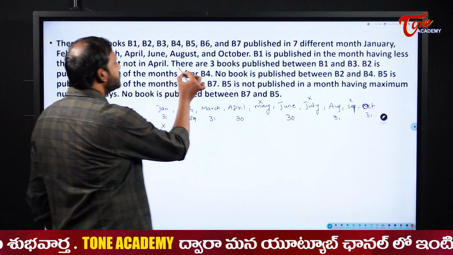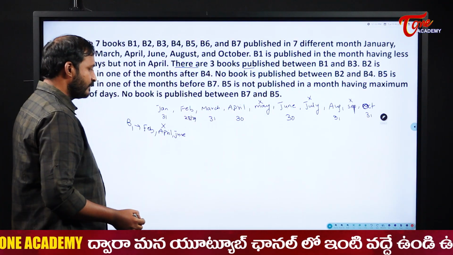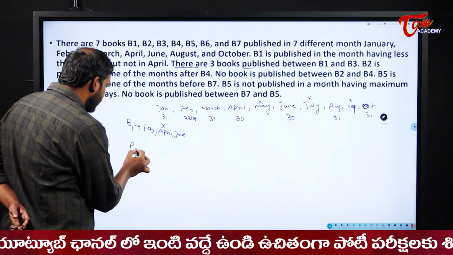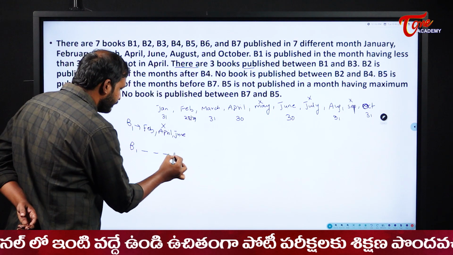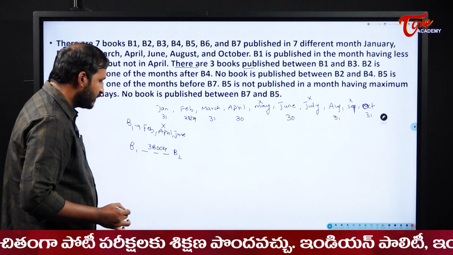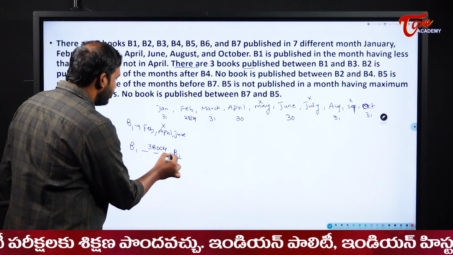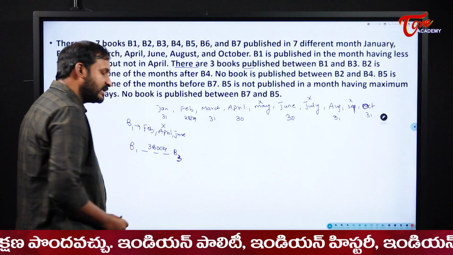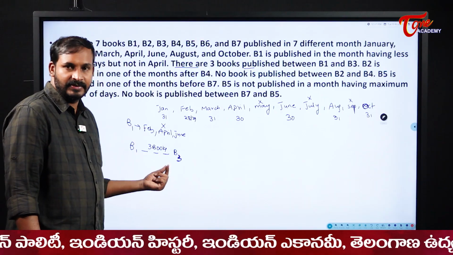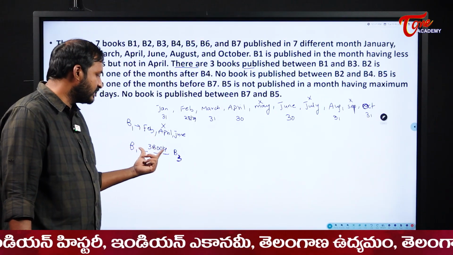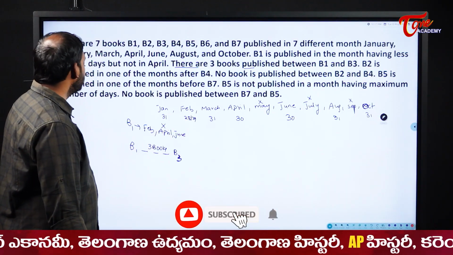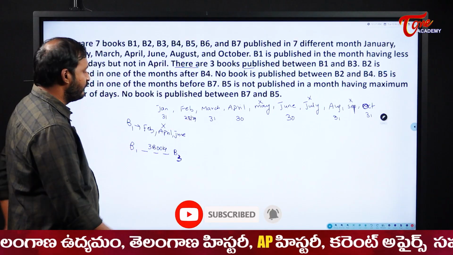Okay. There are 3 books published between B1 and B3. B1 to B3, 3 books, not 3 months, 3 books. Please be careful. 3 books definitely should be published between B1 and B3. Here, why I am specially mentioning it is because some months are skipped. So that is the reason for 3 books. That means definitely 3 months will be there at any cost. Next. B2 is published in one of the months after B4. Okay.